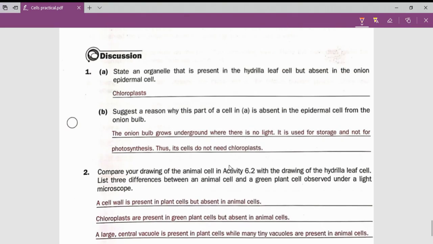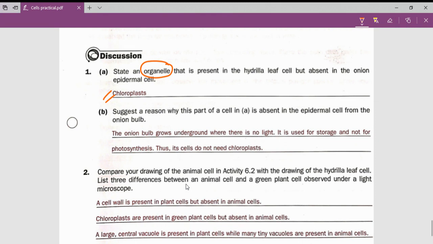Okay, let's answer the questions. The first one: state an organelle that is present in the hydrilla leaf but absent. Organelle means parts of the cell. I think this is quite obvious: chloroplast, which is absent in the onion epidermal cell.